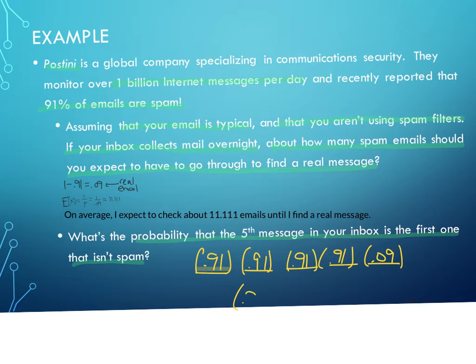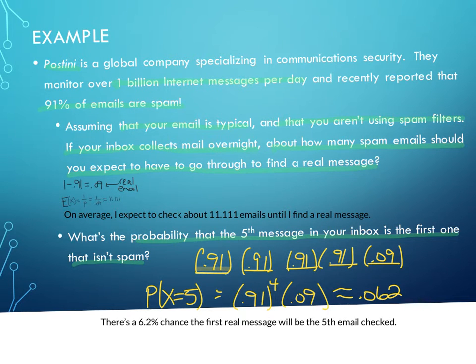Or we're saying 0.91 to the 4th power times 0.09. Okay? And we do like to usually associate the probability that x equals 5 because it is a random variable. And we just type that into our calculator, and we do get about 0.062. All that's left for us to do is our statement in context. So here's our answer. There is a 6.2% chance the first real message will be the 5th email checked. And that's it. Let's look at another.